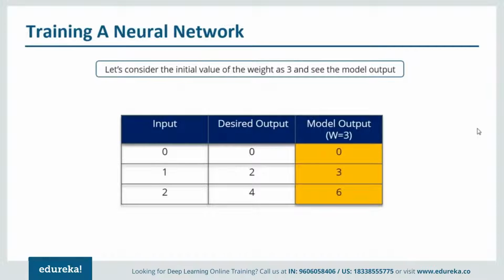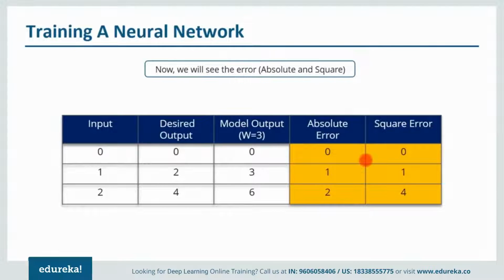So what happens is I initialize my weight, and I keep the value as 3. So the model output will be 3 into 0 is 0, 3 into 1 is 3, 3 into 2 is 6. Now obviously it is not equal to your desired output, so we check the error. The error that we have got here is 0, 1 and 2, which is nothing but the difference: 0 minus 0 is 0, 3 minus 2 is 1, 6 minus 4 is 2. This is called the absolute error. After squaring this error, we get the square error, which is 0, 1 and 4.